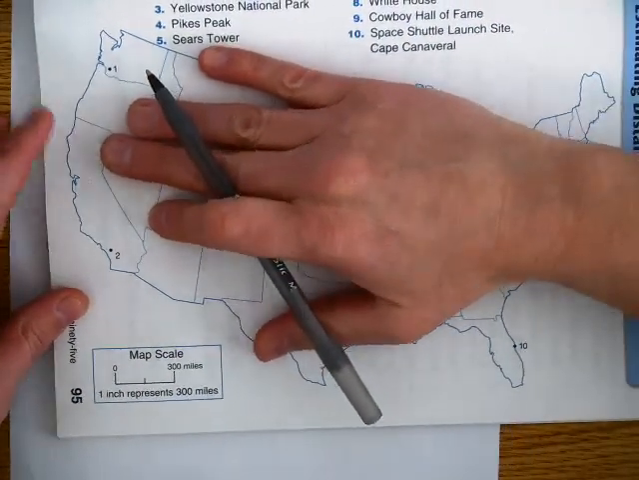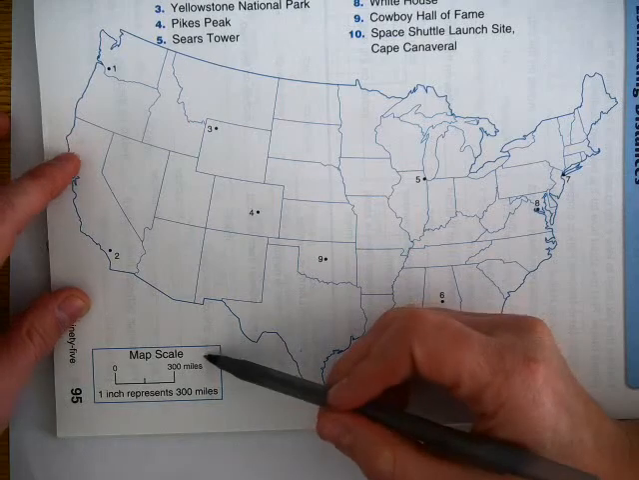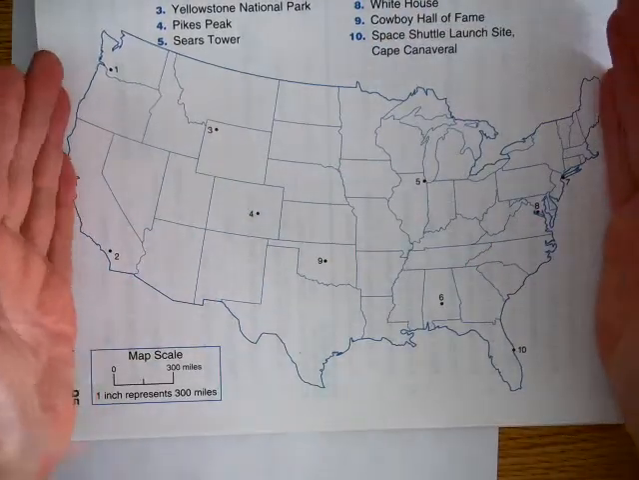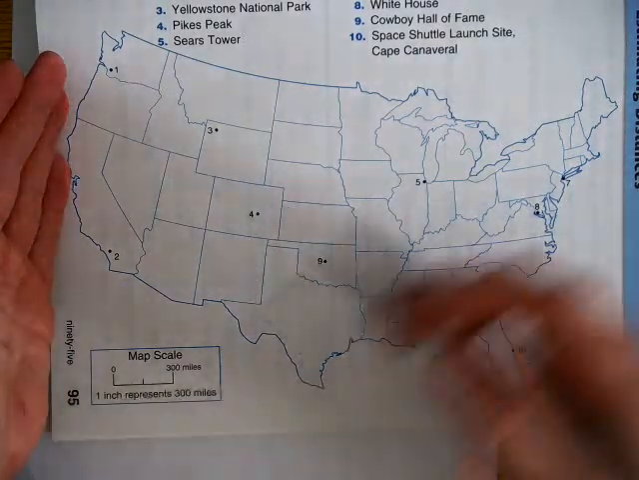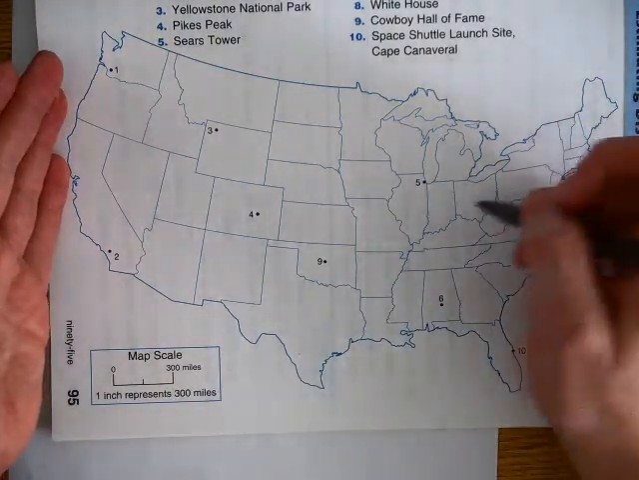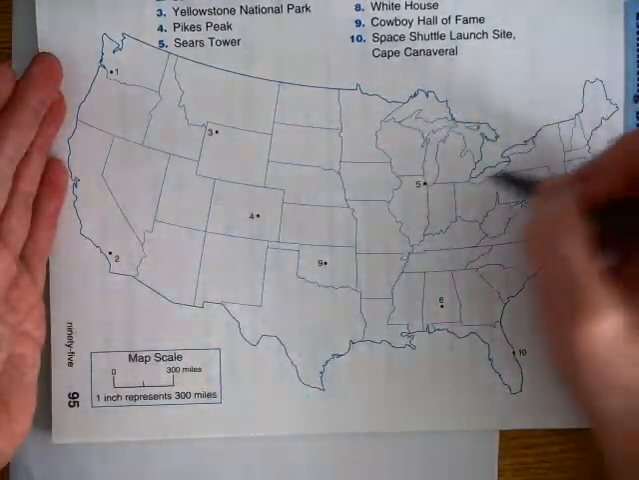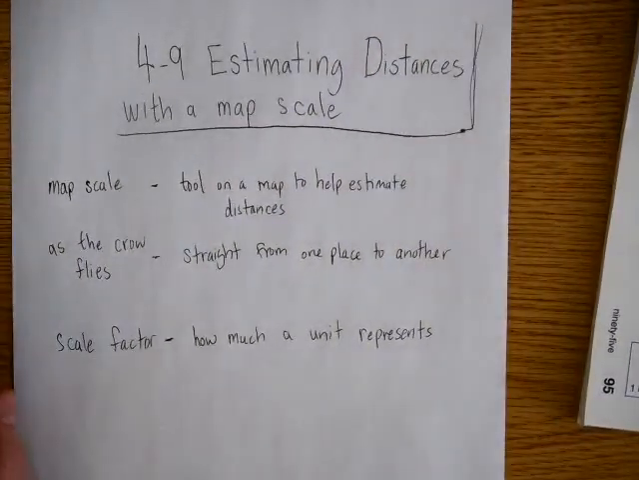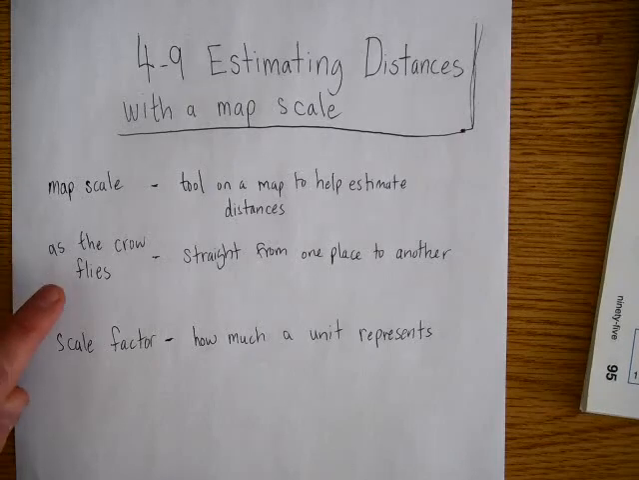But we know that doesn't happen, and that's why we have a map scale to tell us this is not just a foot across here. This is hundreds of miles. This is like a few thousand miles across here. Now, the other vocabulary word is as the crow flies.